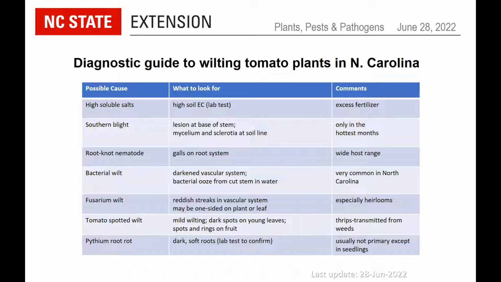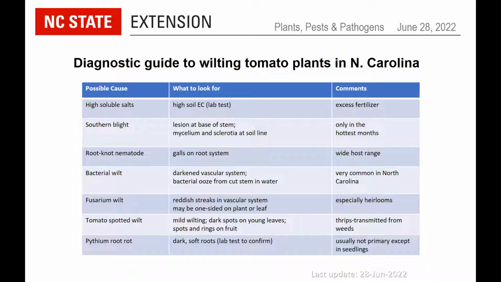Root knot nematode. So digging up the plant will give you the indication there, and you'll be able to see if you have galls on the root system. Bacterial wilt, again, that darkened vascular system, the bacterial ooze coming from the cut stem in water. Fusarium wilts, which I'll mention in the number 5 of the top 5, you'll also have those streaks in the vascular system, reddish in color, and you may also clue in on a one-sidedness to it. So just one side of the plant or even one side of a leaf showing the yellowing and the wilting.